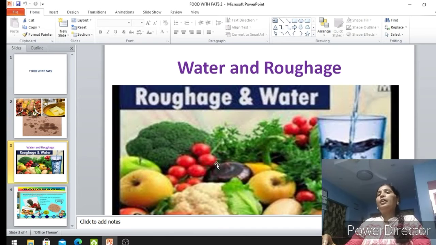And it's also helping to pass the stools easily. That means it's helping in the excretion process. Excretion means sending out the waste products from the body. So to easily do the excretion process, that means to eliminate undigested food from the body, roughage is helping. When undigested food is eliminated timely, then you will never get a constipation problem. That means stomach ache, stomach pain problems you will not get.